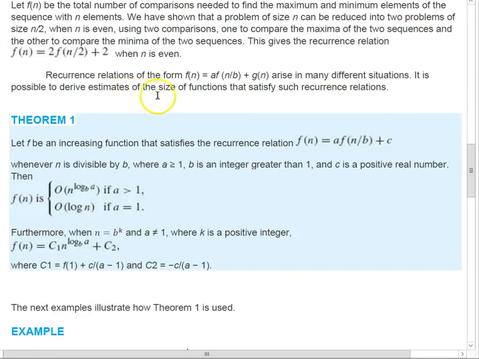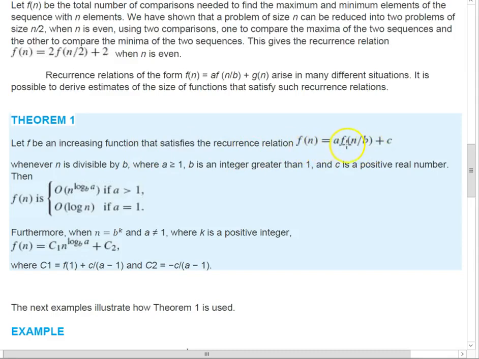Recurrence relations of the form f(n) = a f(n/b) + g(n) arise in many different situations. It is possible to derive estimates of the size of the function that satisfies such a recurrence relation. Theorem 1. Let f be an increasing function that satisfies this recurrence relation.